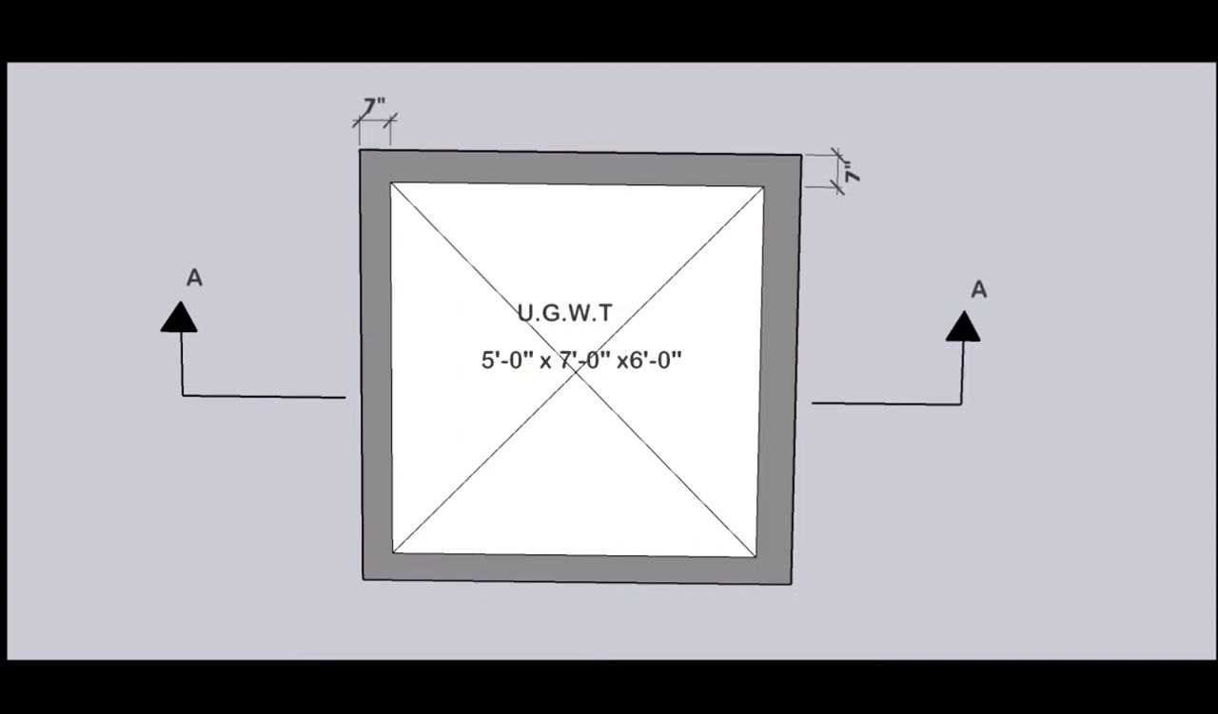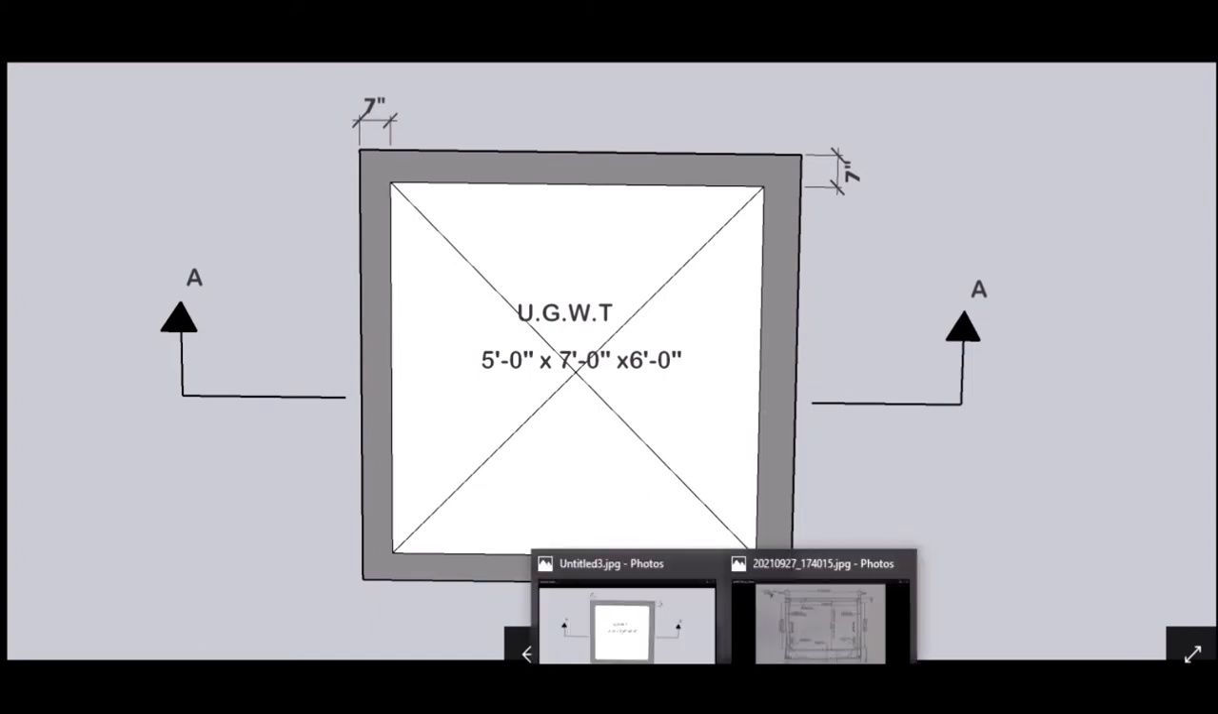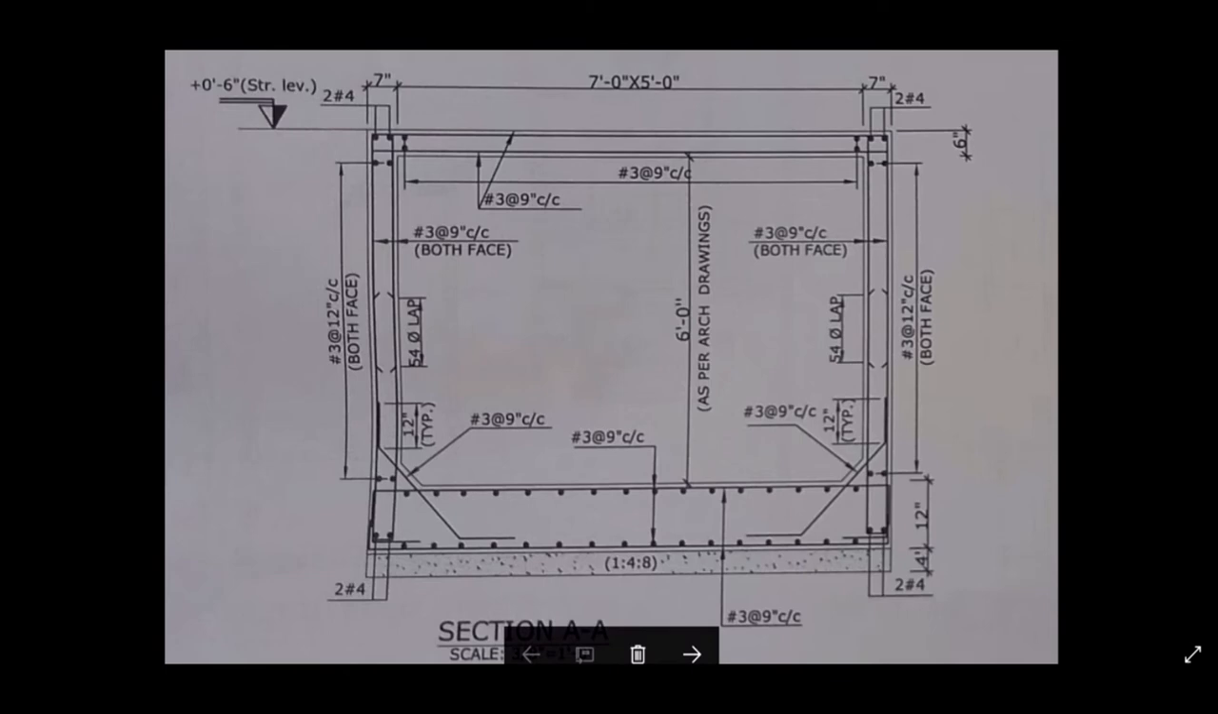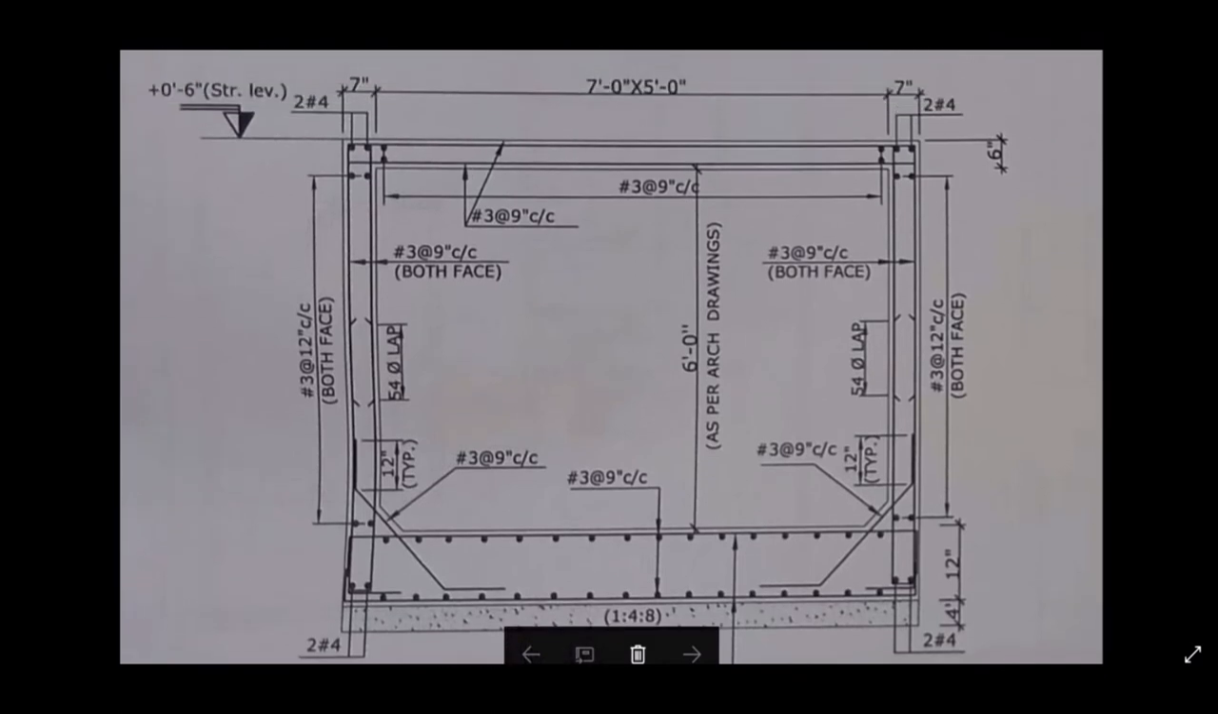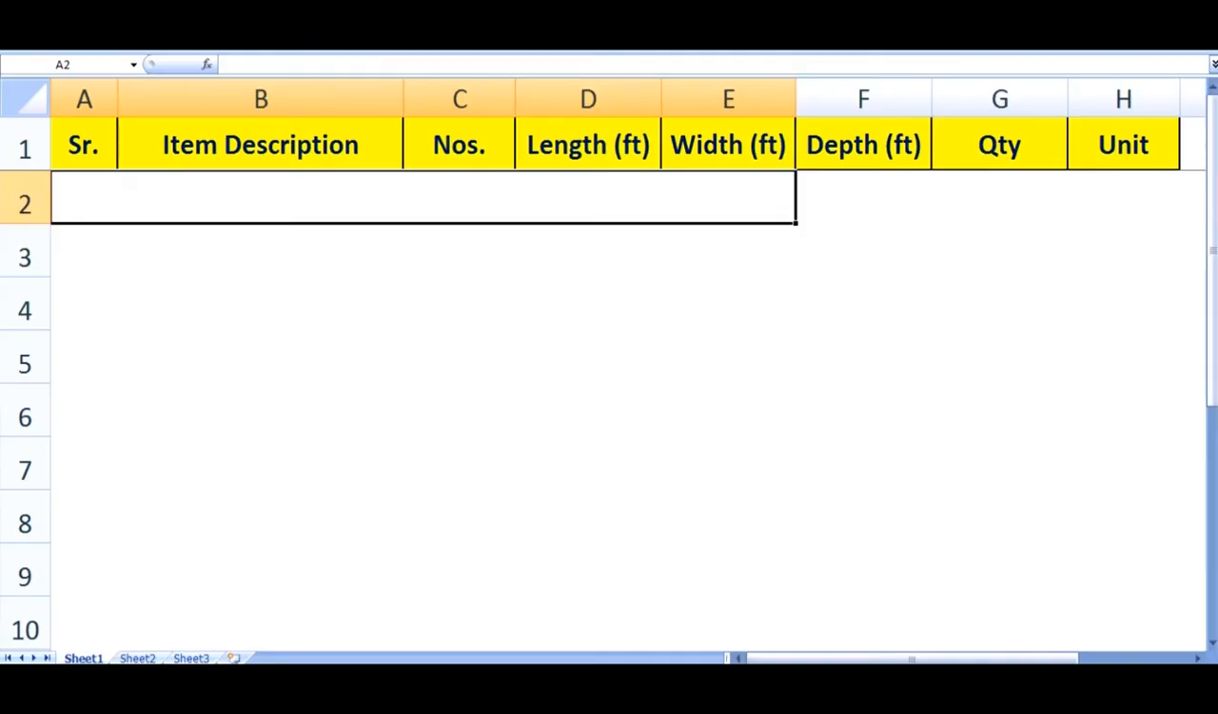The RC wall is 7 inches thick and there is a cross section AA. If we see section AA, you can see there is a lean concrete at the bottom, and on top of the lean concrete there is a base slab 12 inches thick. The thicknesses are mentioned on the right side, and at the top of the UG tank there is a 6 inches thick top slab. So let's start calculating quantities.